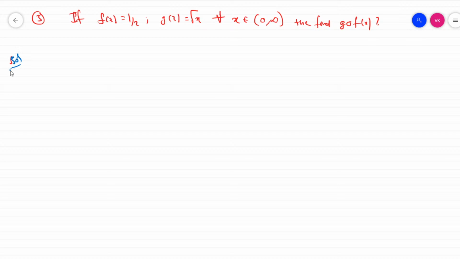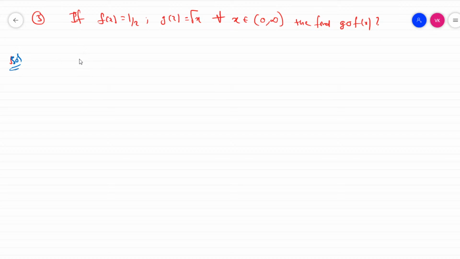So if f of x is equal to 1 by x and g of x is equal to square root of x for all x belongs to 0 to infinity, then find g circle f of x. Okay, let's go for the solution.